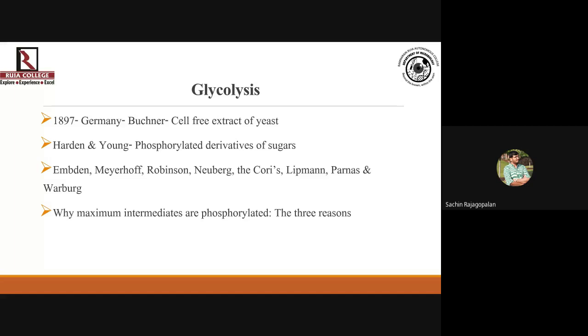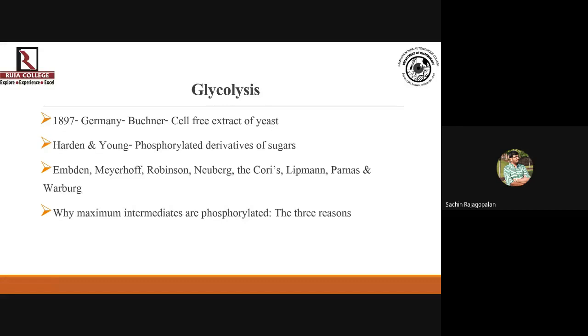Okay, so it was Edward Buchner whose discovery in 1897 of fermentation in broken extractive yeast cells gave rise to this study of glycolysis, because he said that if you break the yeast cell, its extracts are still able to carry out fermentation. So this study is, in a way, responsible for the complete elucidation of glycolysis.